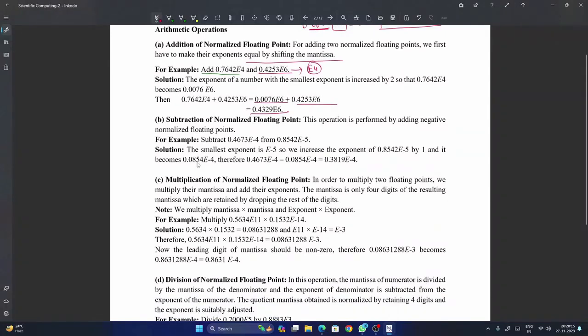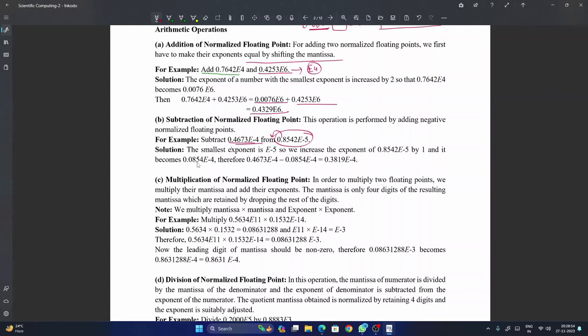So here, if you want to subtract these two numbers, 0.4673 E minus 4 and 0.8542 E minus 5, that means from this number you want to subtract this number. The smallest exponent is e to the power minus 5. So we increase the exponent by 1 to make it the same as minus 4, and then just shift the point 1 place to the left and you will get 0.0854 and e to the power minus 4.